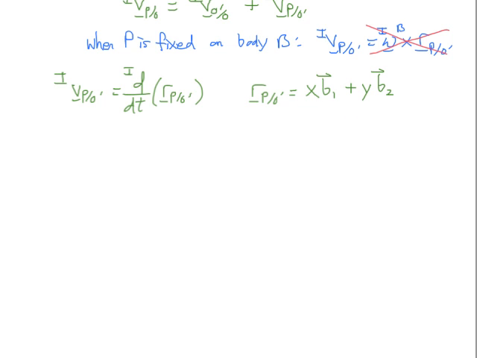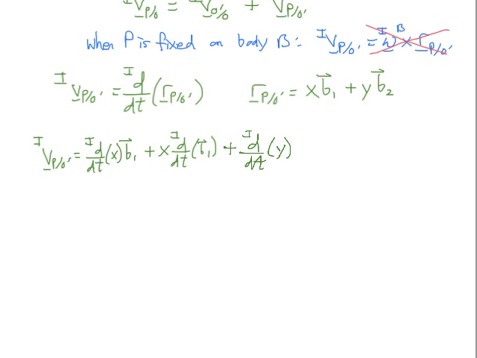They can change. So when we take the time derivative of this expression, then we distribute our time derivative throughout using the chain rule, and so we get the time derivative as observed in the inertial reference frame of x multiplied times the b1 direction, plus x multiplied times the time derivative as observed in the inertial reference frame of b1, plus the time derivative of y as observed in the inertial reference frame multiplied times b2, plus y times the time derivative as observed in the inertial reference frame of the vector b2.